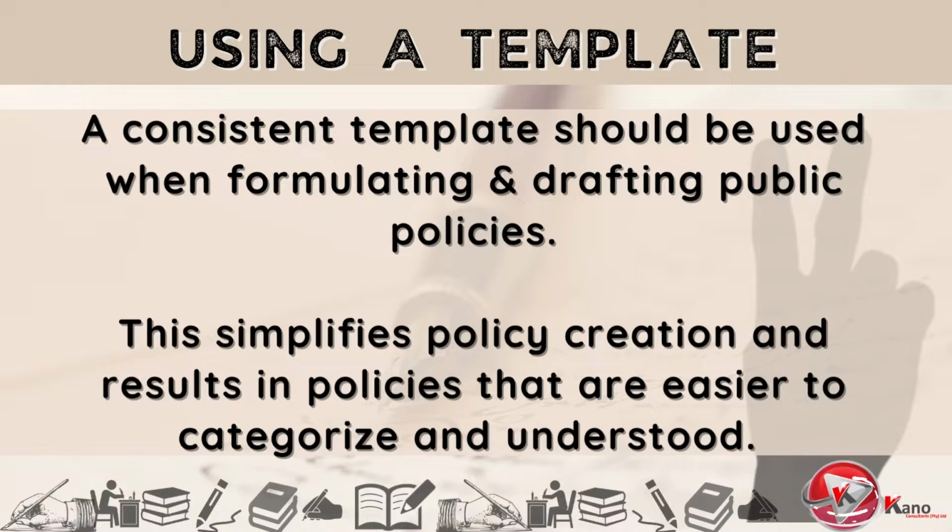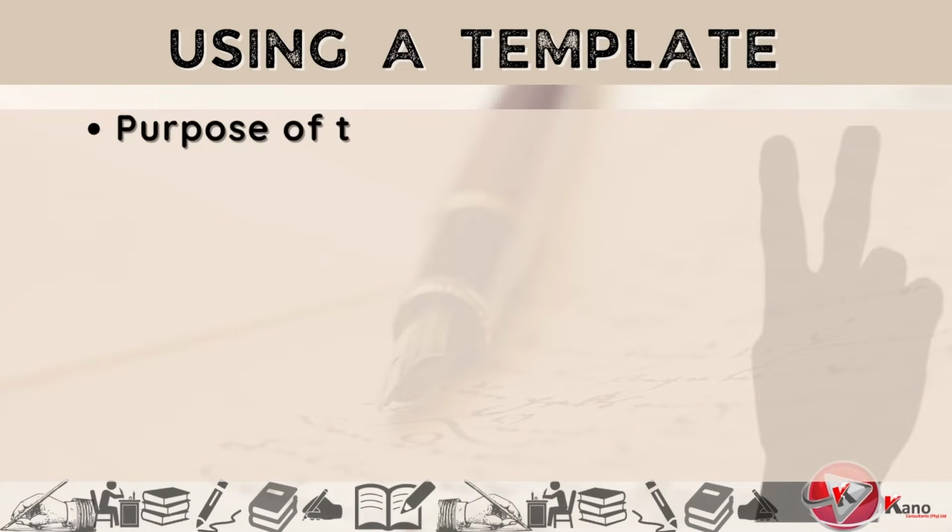The adopted public policy should contain at least the following information. Firstly, the purpose of the policy. This explains the goals and objectives of the policy. The purpose must be clear, comprehensive, and persuasive in order to justify the policy.